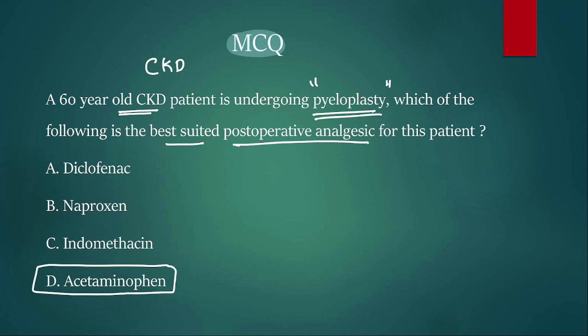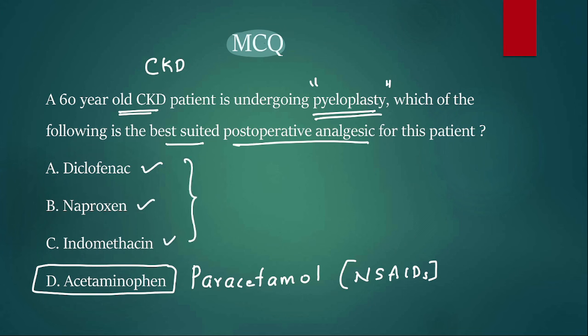What is acetaminophen? Acetaminophen is also called paracetamol. Paracetamol is an NSAID, a non-steroidal anti-inflammatory drug. Now please understand, diclofenac, naproxen, indomethacin, all these are NSAIDs. They are all analgesic drugs. Then why is paracetamol preferred? Why not the others? The others in the options inhibit the enzyme COX. They decrease prostaglandins. These NSAIDs have analgesic, anti-inflammatory, and antipyretic properties.